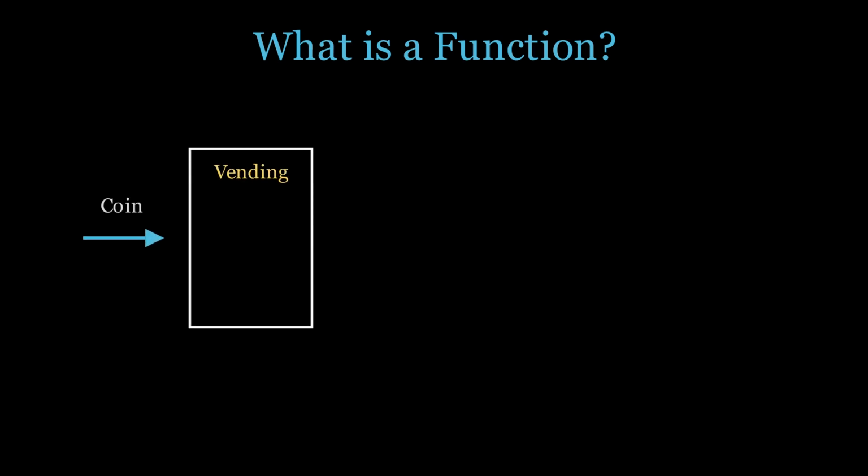Imagine a vending machine. You put in a coin, press a button, and you get one specific snack. You never press the same button and get different things. That's what a function is. One input always gives exactly one output.